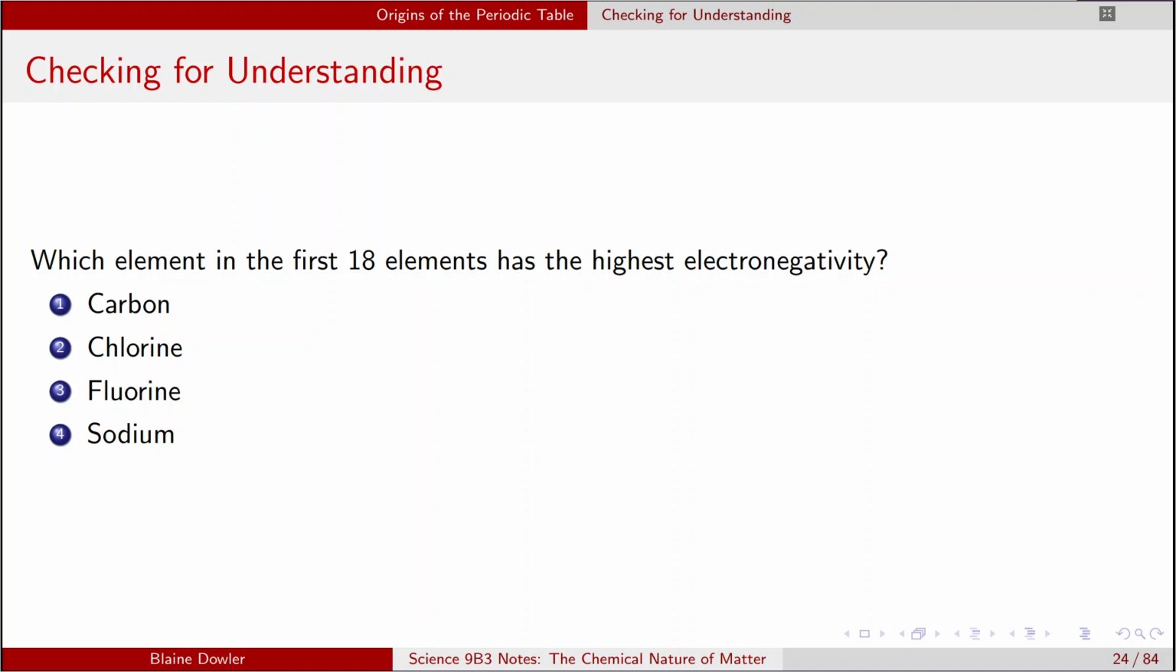Which element in the first 18 elements has the highest electronegativity? Remember the rules we had for where electronegativity increases between left and right and up and down. And look at the positions of the elements on the periodic table. Is it carbon, chlorine, fluorine, or sodium? Pause now if you need more time. It's fluorine. So electronegativity increases as you go to the right and as you go up.